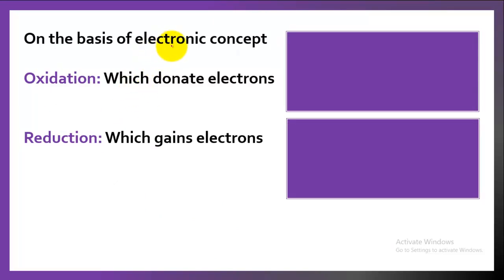Now let's do another concept, that is the electronic concept. On the basis of the electronic concept, we can define oxidation and reduction. But the question must be hitting your mind: what is the need for this concept, as we have already done the classical concept? The reason is that there are a few equations where you don't see oxygen or hydrogen, but oxidation and reduction are taking place in that case also. So how are you going to make out which substance is getting oxidized and which is getting reduced? There we are going to use the electronic concept.